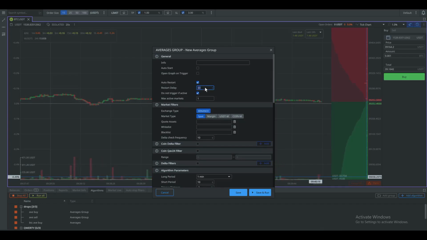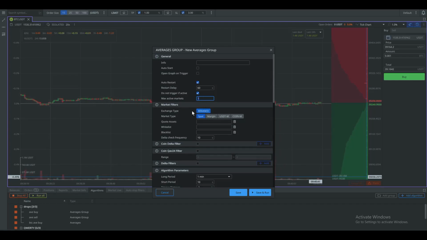Restart delay sets the delay in seconds. The algorithm will place a new order after a specified number of seconds after the execution of the previous order. Do not trigger effective does not allow the algorithm to place orders if there is an open position. Max active markets will limit the number of markets on which the orders will be placed using the averages algorithm to this number. Now let's look at filters.